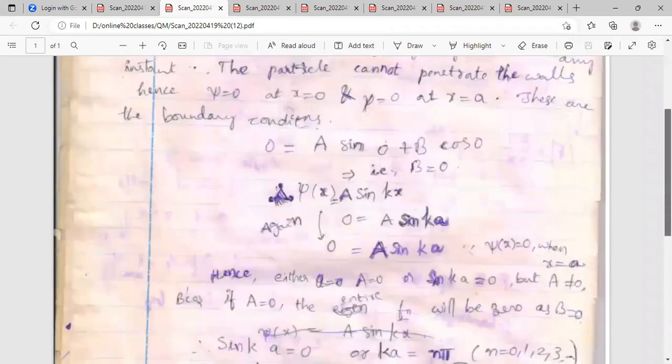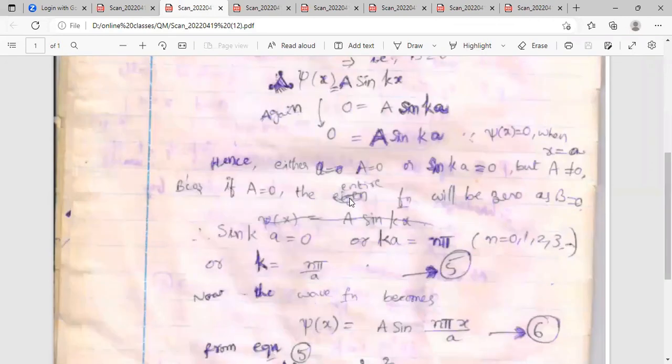So if you substitute everything, 0 is equal to a sine 0 plus b cos 0. B is equal to 0. Psi of x is equal to a sine kx. Again, 0 is equal to a sine ka, since psi of x is equal to 0 when x is equal to a.